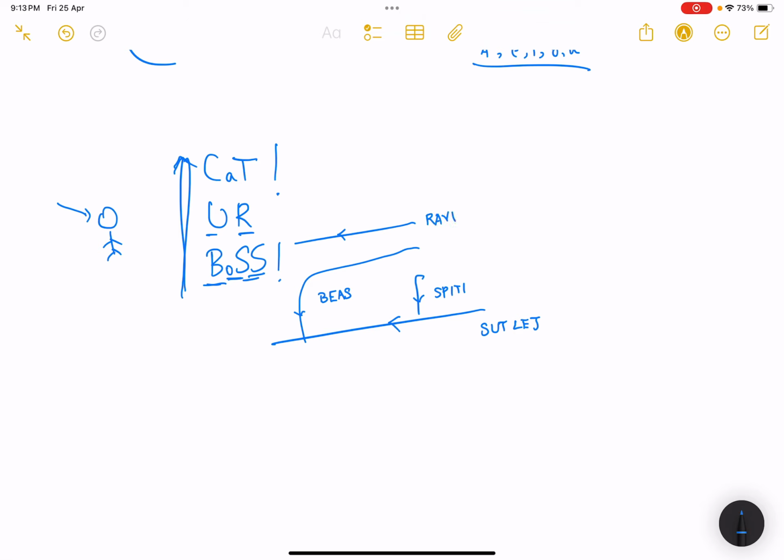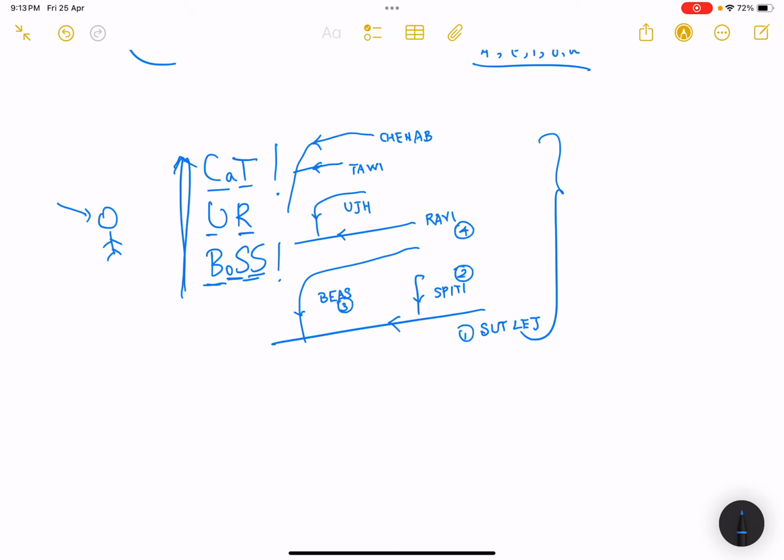And Ravi's tributary was Uch. That's number two. So we had river Chenab, as you all know, and river Chenab's tributary was Tavi. That's it. Your first one, two, three, four, five, six, and seven rivers are done.